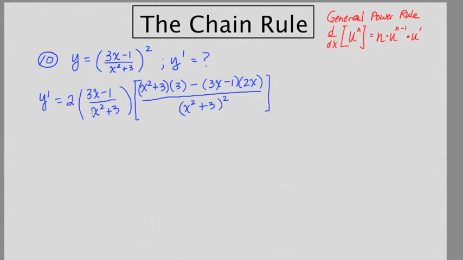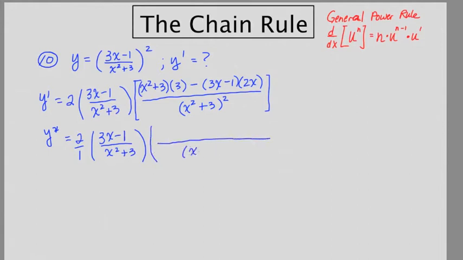So this is looking pretty gross, but this is how it is. So we're going to clean up the upper right. Oh, that should be a y prime equals 2 over 1 times (3x minus 1) over (x squared plus 3). Now what we have here is the denominator of (x squared plus 3) squared. And now I've just got to clean up this upper right a little bit. So we have 3x squared plus 9. And then we have minus (6x squared plus 2x).